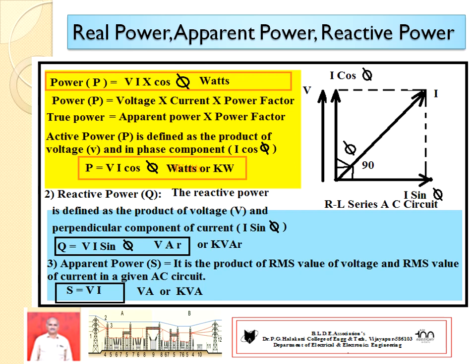Number 3, apparent power. Apparent power is denoted by S. It is the product of RMS value of voltage and RMS value of current. That is, apparent power equal to voltage into current. It is measured in volt ampere, in bigger unit kVA. So, you see the different types of powers.